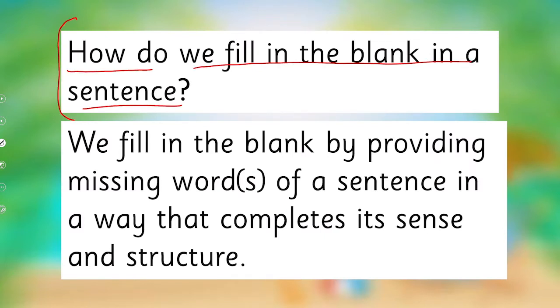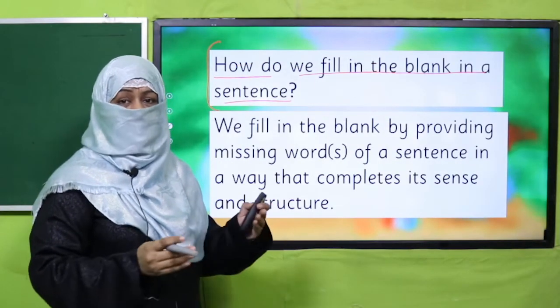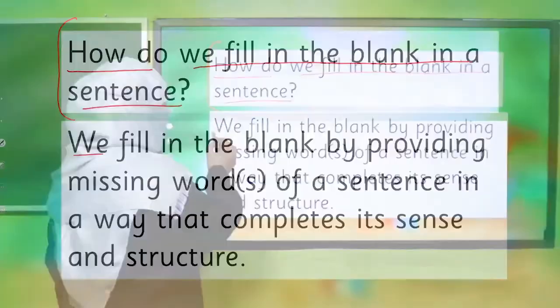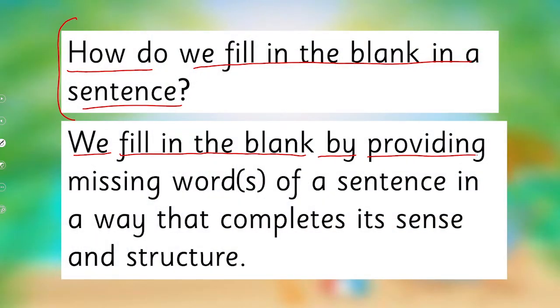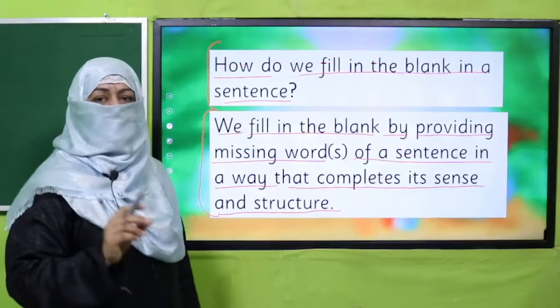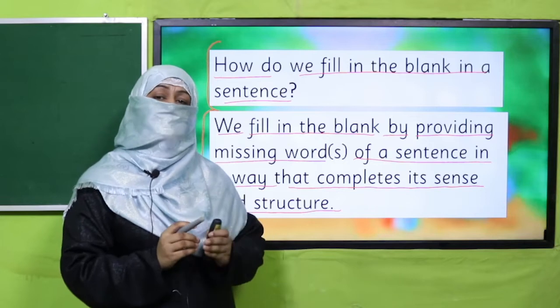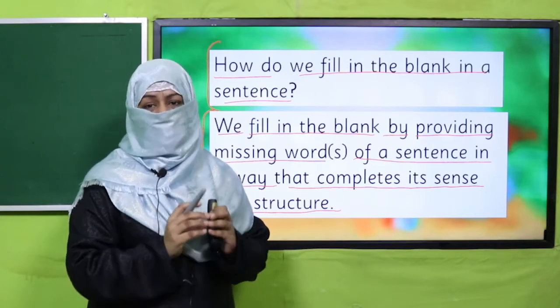So how do we fill in the blank in a sentence? If there is a space, we have been practicing in almost every unit to fill in the blanks. How do we do it? We fill in the blank by providing the missing word of a sentence in a way that completes its sense and structure. If a word is missing, we place it in a way that completes the sentence to make sense.